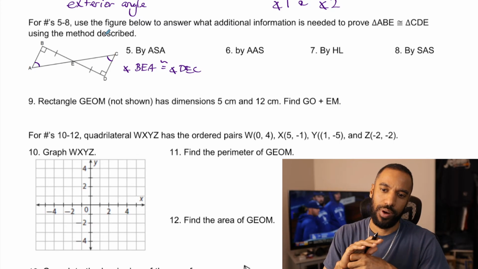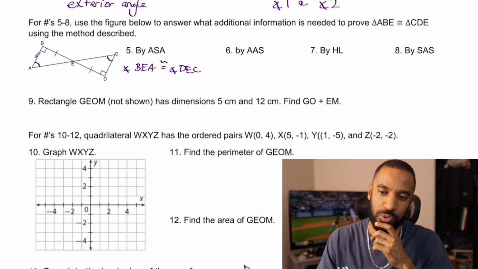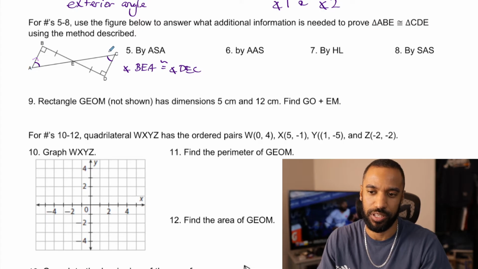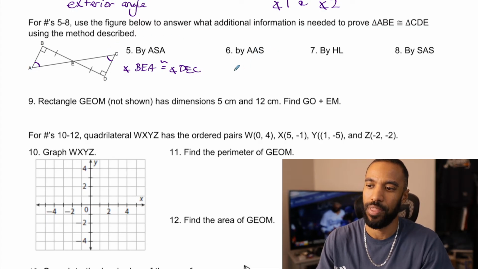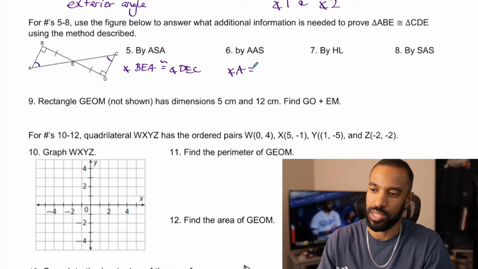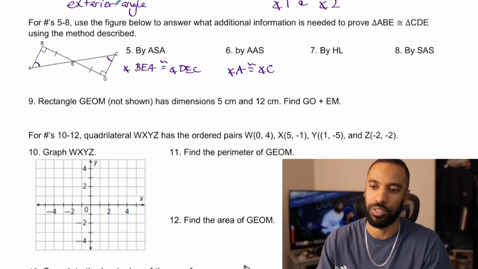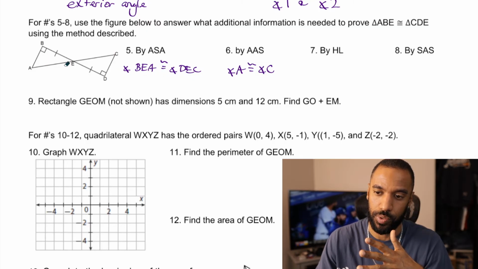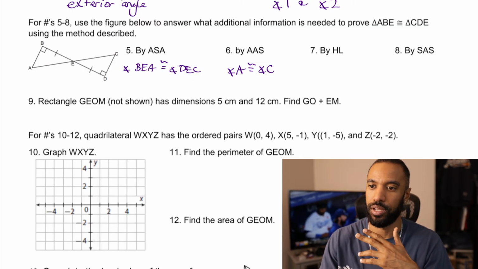Actually, you know what? I have information to show that one too. These would be parallel lines. You don't know why, but these would be parallel lines, so those would be alternate interior angles. I guess you could deduce that as well. Anyway, you would need angle A congruent to angle C. Notice how I could only use one letter here. In the previous one, I had to use 3 letters because of the ambiguity.